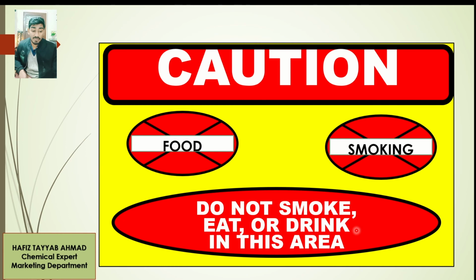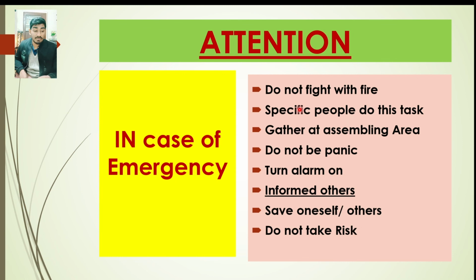Don't eat or smoke in an area where it is very dangerous, such as when dealing with chemicals and other kinds of stuff. We should not eat and smoke, so that we do not put ourselves in a crucial or dangerous emergency situation. So this is very, very important. Be careful. In case of emergency, do not fight the fire. You don't know what kind of chemicals or what kind of extinguisher is best for those circumstances. So only specific people do that task. You should not do that.